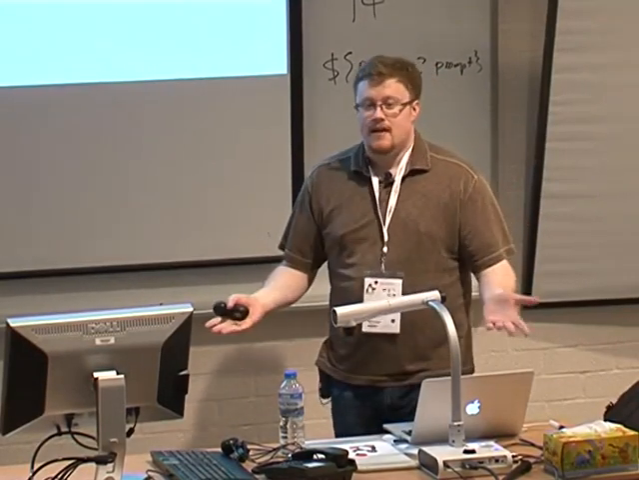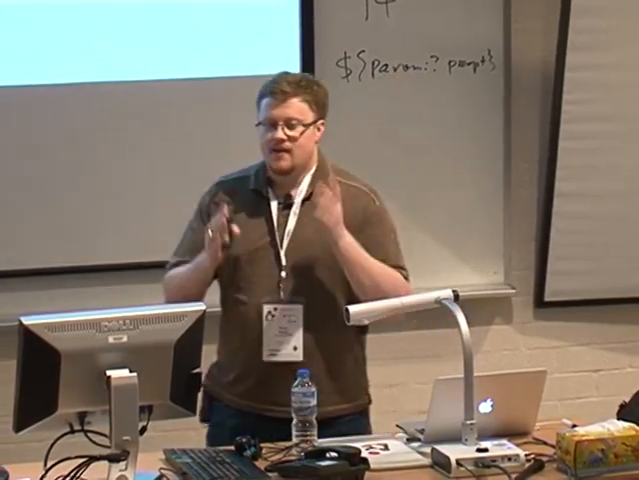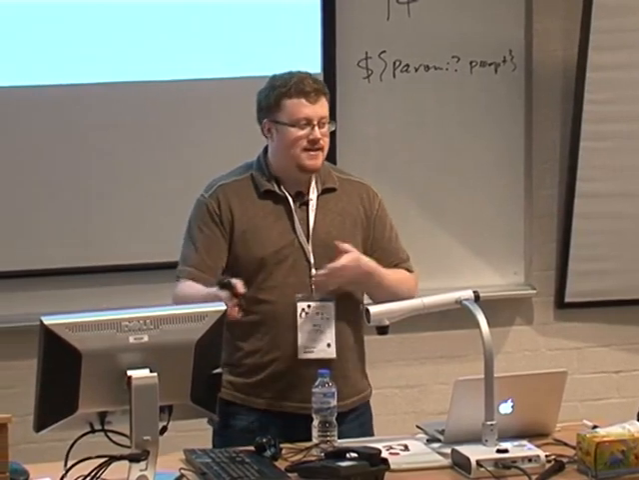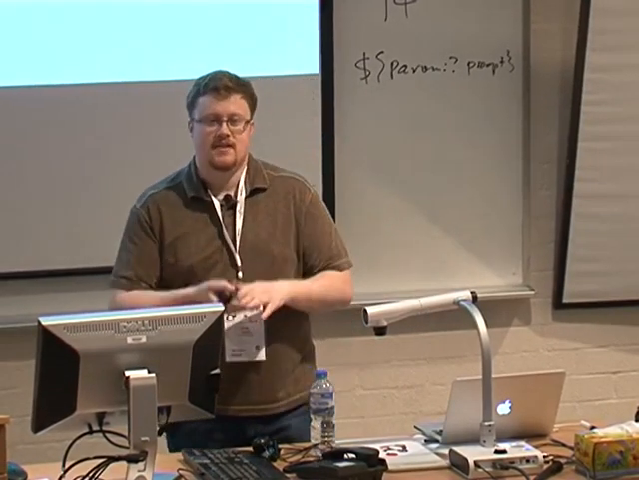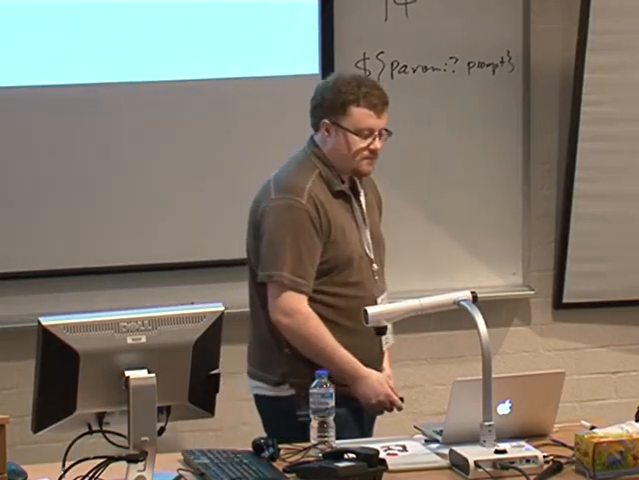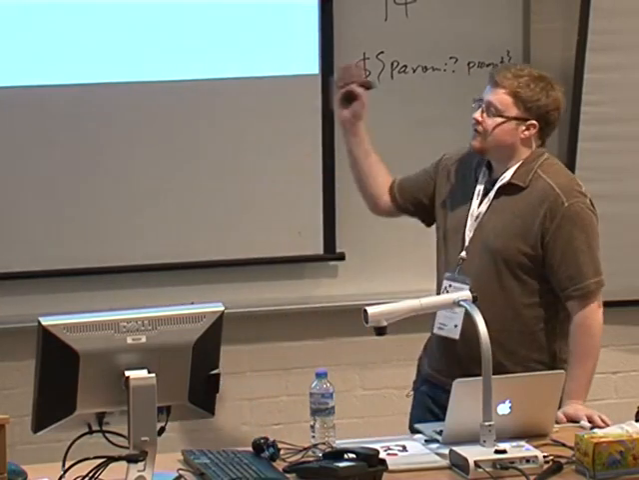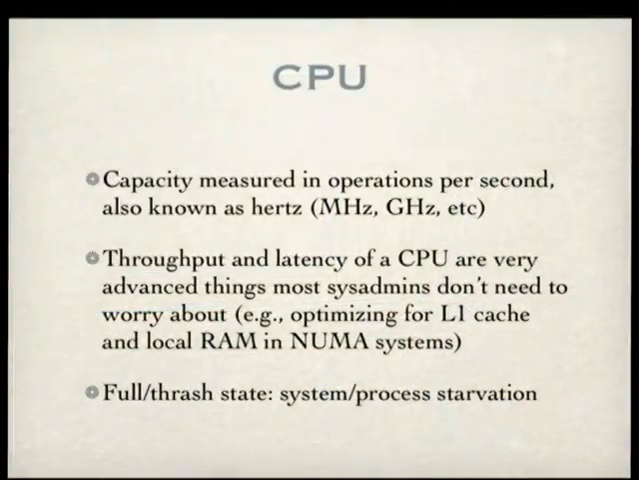Thrash state, however, it's like random access memory. You can access any part of the disk with roughly the same speed because it's effectively RAM. It's just slower. CPU, you know, gigahertz, nothing particularly fancy there.